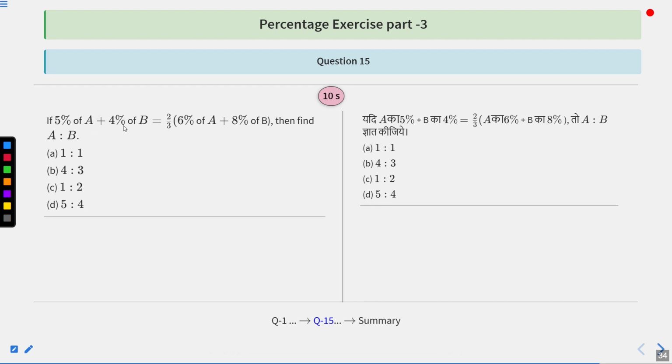If 5% of A plus 4% of B is equal to 2 upon 3 times of 6% of A plus 8% of B, then the ratio of A and B is going to be what? The options are 1:1, 4:3, 1:2, or 5:4. These are the four options.